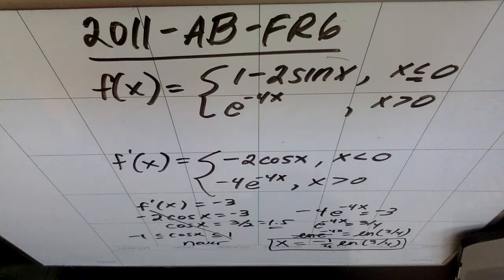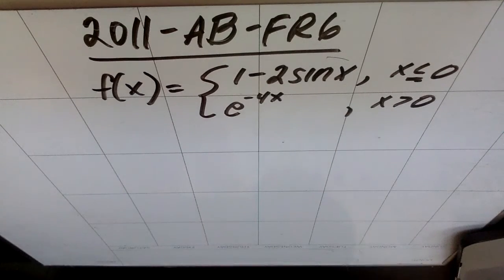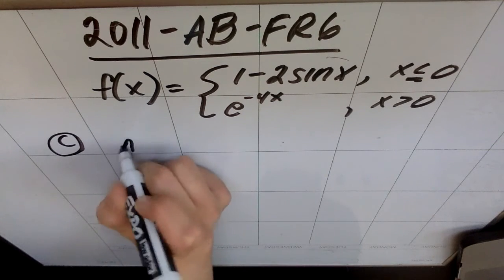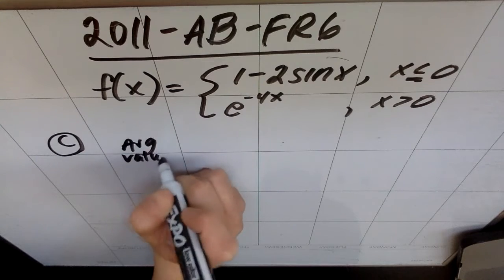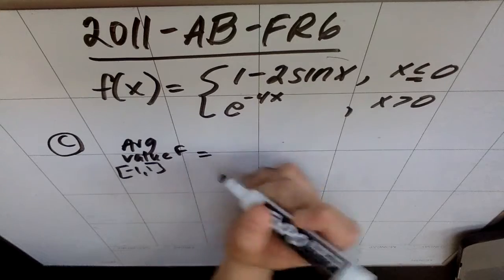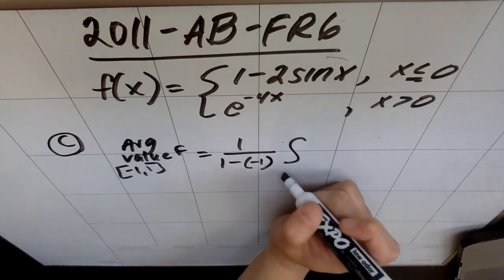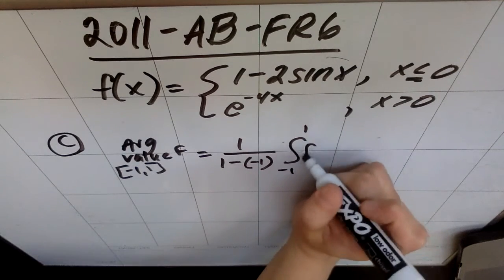Cool. Part C. Find the average value of f on the interval from -1 to 1. This involves me knowing the formula for the average value of a function, and then recognizing that this function behaves slightly differently than a typical function because it's two different pieces. So the average value of f on the interval from -1 to 1 should be 1 over 1 minus -1, times the integral from -1 to 1 of f of x dx.